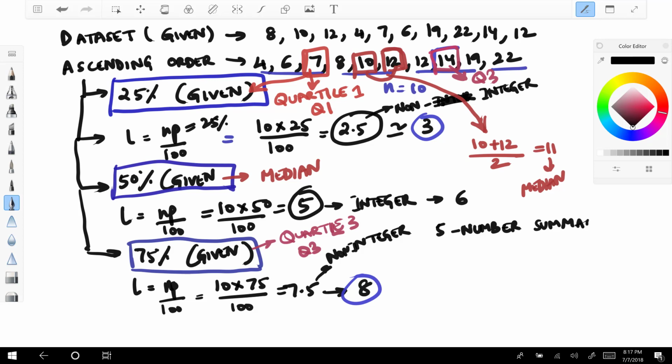So a 5-number summary includes minimum value, quartile 1, median, quartile 3, and maximum value.